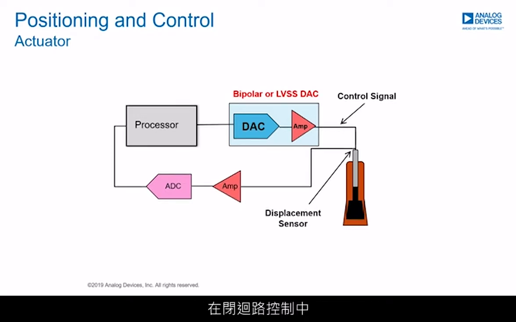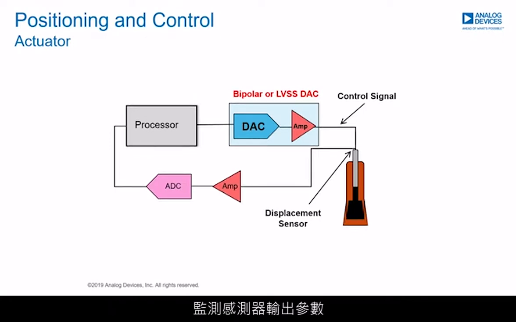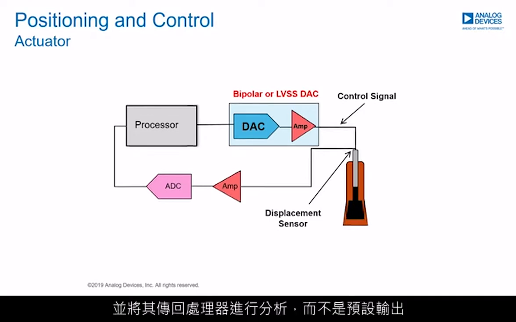In closed loop control, as shown here, there is a feedback network. Closed loop systems are ones where a feedback path exists from the sensor. A sensor monitors the output from a physical parameter such as servo motor, flow valve, or temperature sensing element. The sensor output parameter is monitored and communicated back to the processor for analysis versus the preset output. The processor then determines if correction is required.